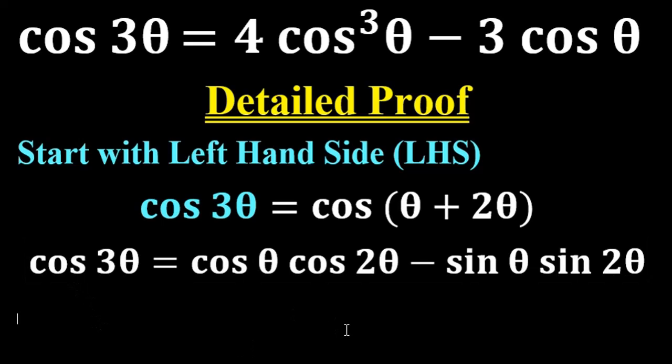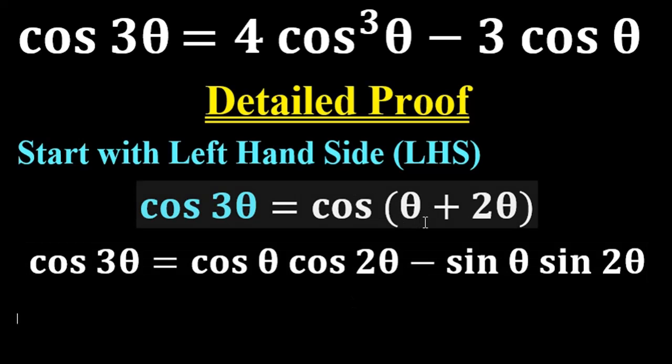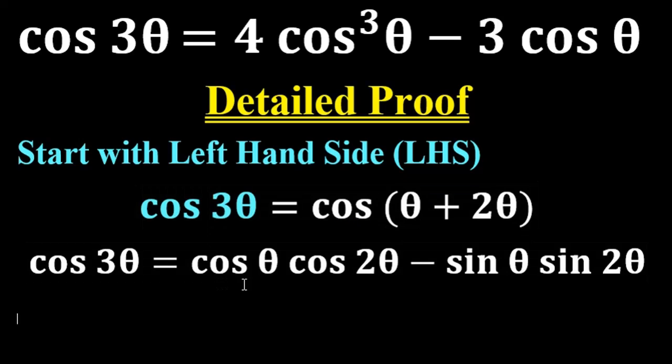Now that is cosine A plus B. It is cosine A cosine B minus sine A sine B, where theta is A, 2 theta is B. That means this is cosine theta cosine 2 theta minus sine theta sine 2 theta.